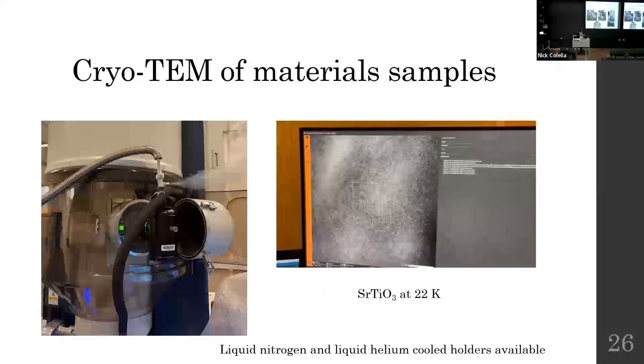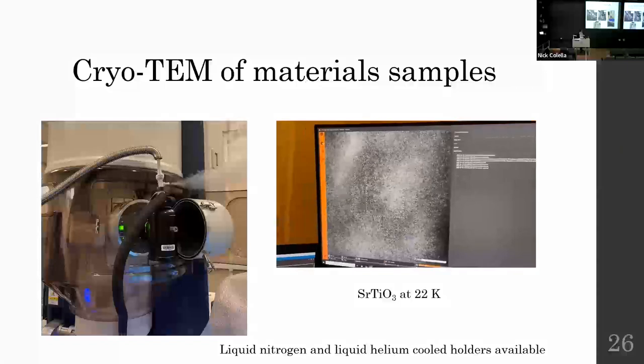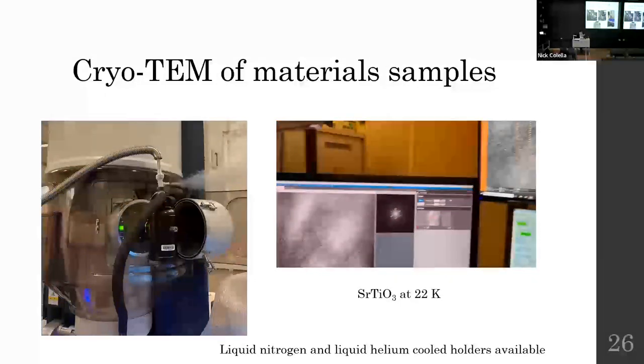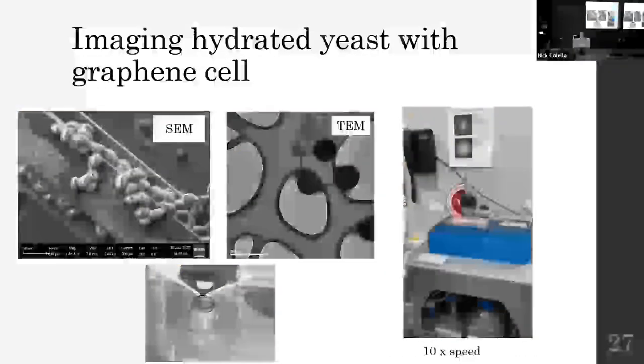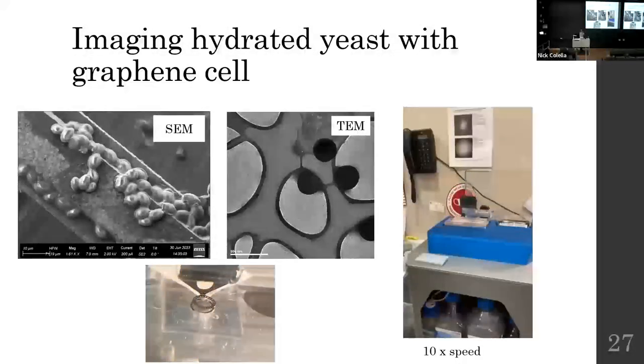So they get a thin layer of graphene on a TEM grid, you put a droplet of your sample on top, and then you put another layer of graphene on top to make a sandwich, you wick away the excess liquid, and then you've got the sample all enclosed nicely within a blanket of graphene.